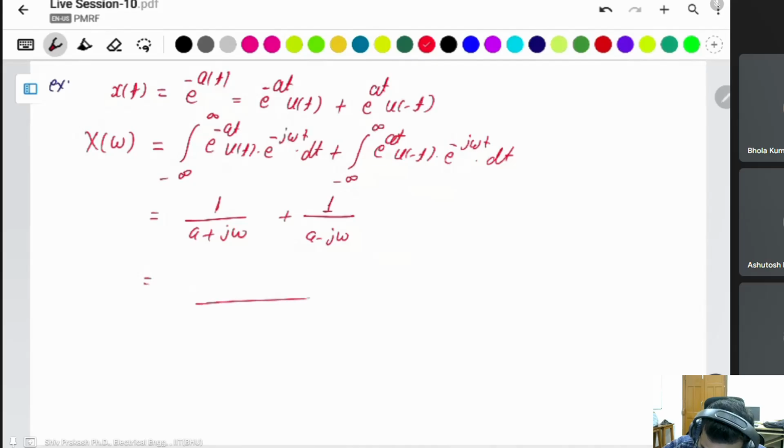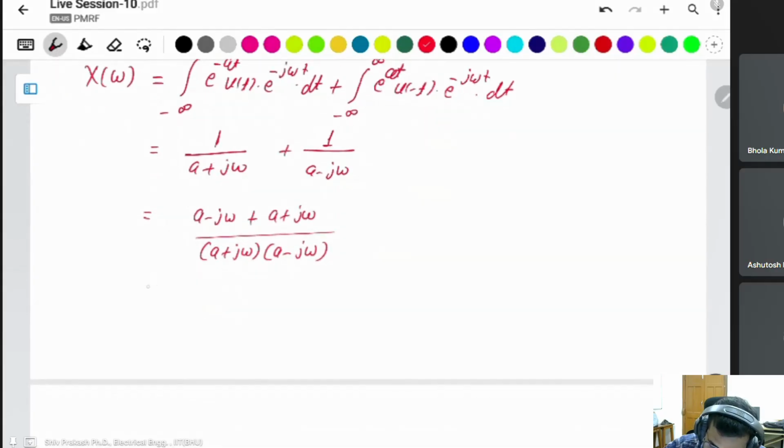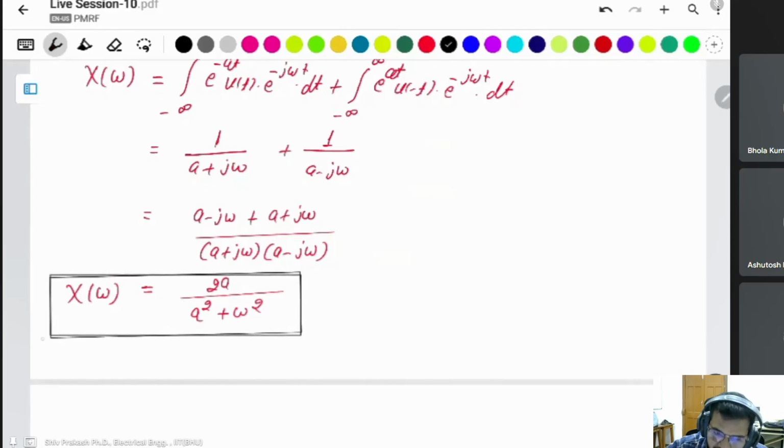You can take common of this one, a plus j omega into a minus j omega. This will be a minus j omega plus a plus j omega. J omega will be cancelled out. This will be 2a divided by a plus b into a minus b, it will be a square minus b square. If it is square of j, then j square will be minus 1, minus minus will be positive. This will be a square plus omega square. This is the Fourier transform of e to the power of minus a mod t.